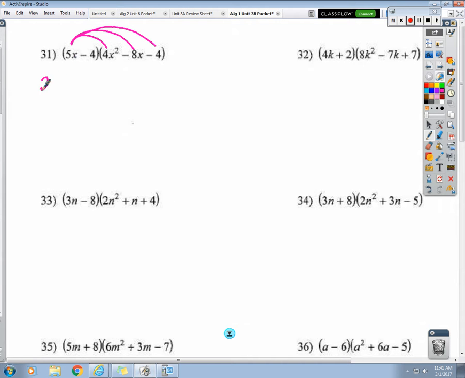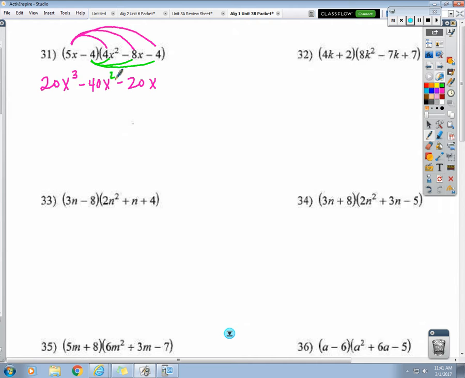5x times 4x squared is 20x cubed. 5x times negative 8x is negative 40x. And 5x times negative 4 is negative 20x. But then, just like before, I have to distribute the other part of this binomial to everything over there. Now watch how I'm going to do this so that it's easier at the end. Negative 4 times 4x squared is negative 16x squared, right?